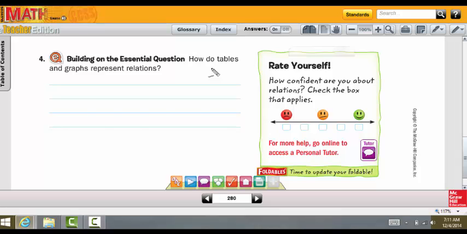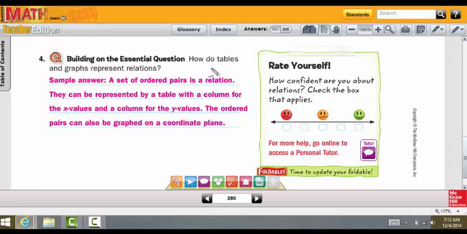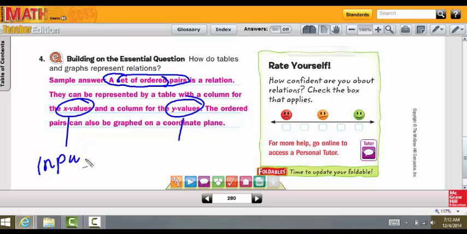Again, I'm going to take the easy way out and just show my answers here. One answer might be that a set of ordered pairs, first of all, is a relation. That's what a relation is, a set of ordered pairs. They can be represented by a table with a column for x values and a column for y values. Instead of saying x and y values, I would like you to start thinking of input and output.